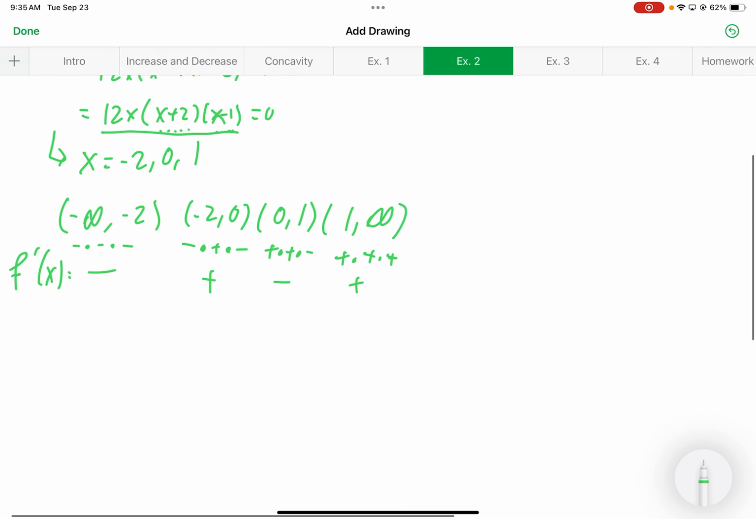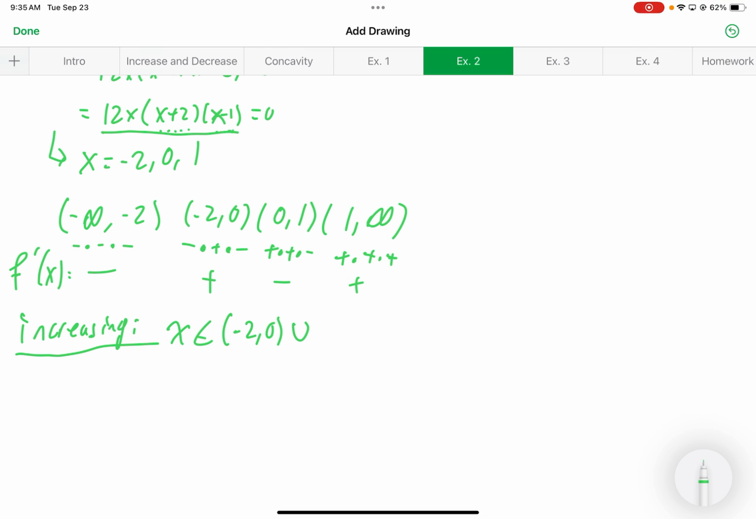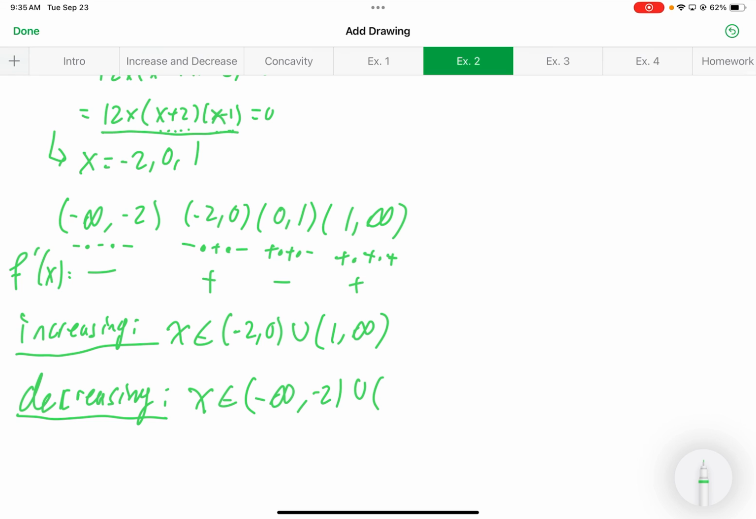Yes. Okay, so we would say that our function is increasing when x is an element of negative 2 to 0 unioned with 1 to infinity. And then we would say it is decreasing when x is an element of negative infinity to negative 2, unioned with 0 to 1. Okay? You with me there?